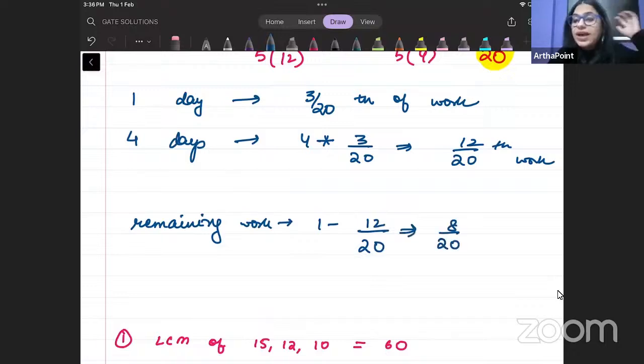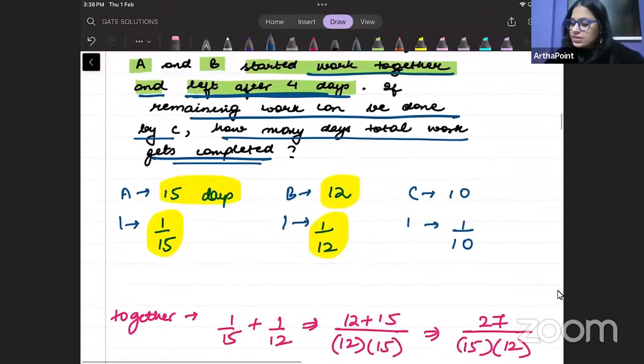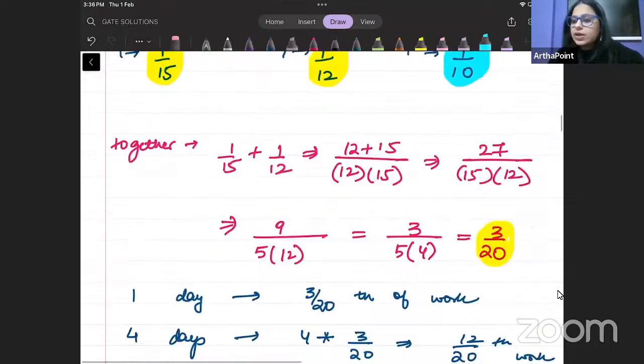So C alone has to complete 8/20th of the task. And how many days does C take? C can do 1/10 of the work in one day.